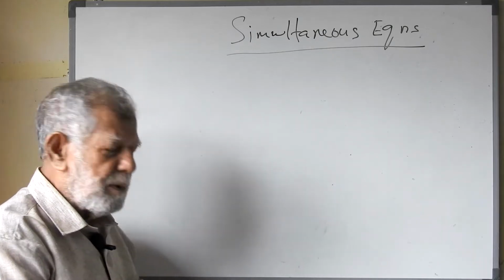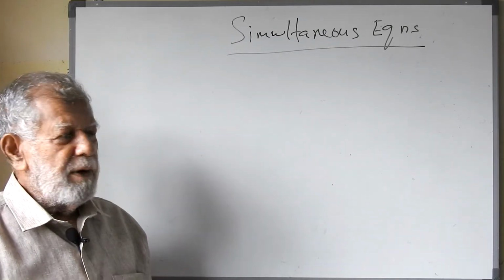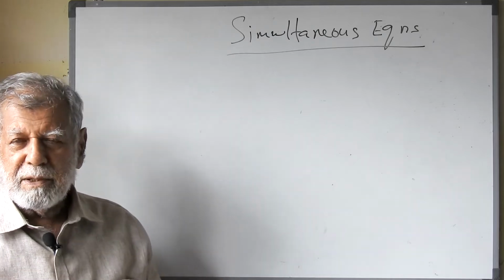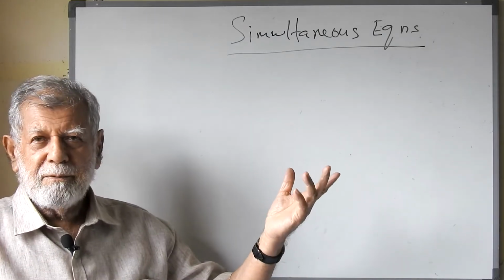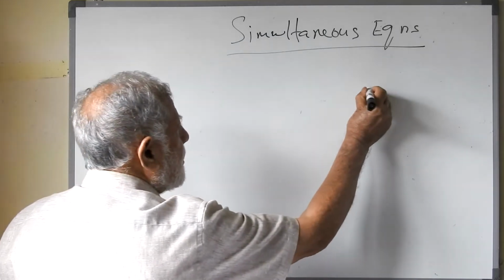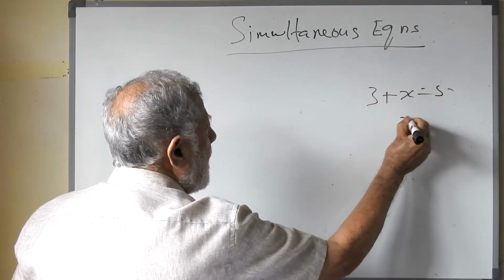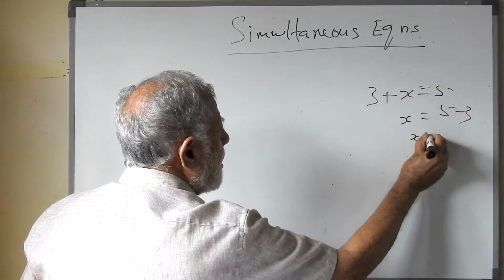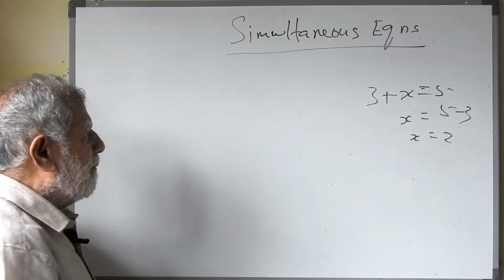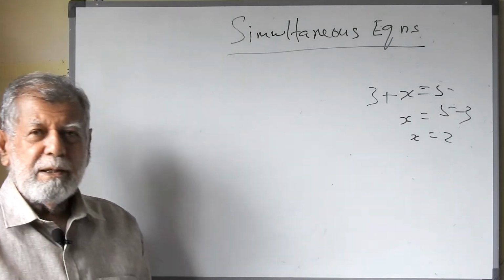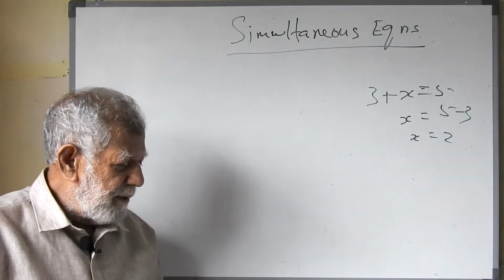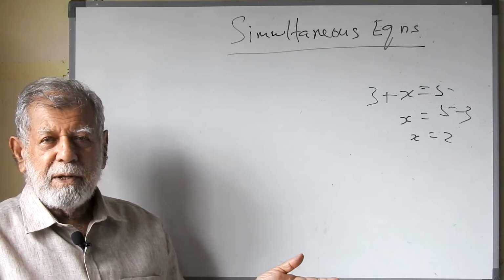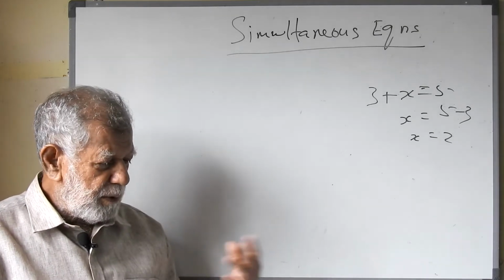First of all, you must understand what is this simultaneous. We have three types of equation actually. We have simple equations where we have one unknown, something like this: 3 plus x equals 5, x is equal to 5 minus 3, x is equal to 2. These are simple equations where you have one unknown. Simultaneous equations have two unknowns, and we have another type of equation called quadratic equation where we have x squared. We always have two answers for that. We will be doing that later.